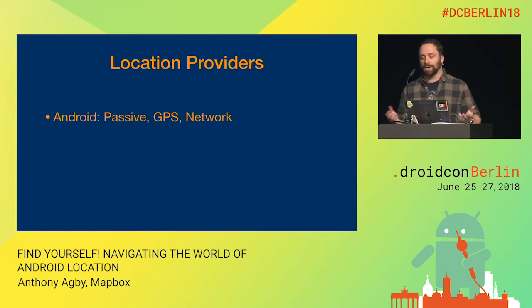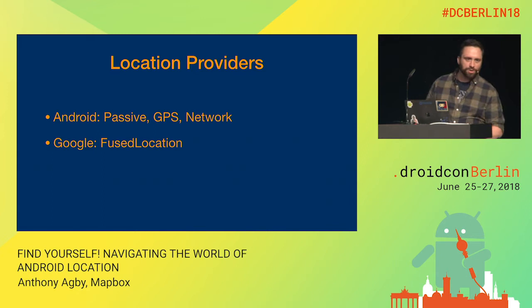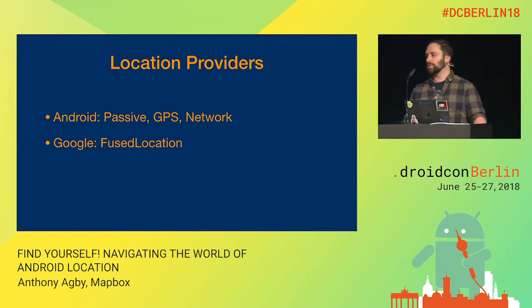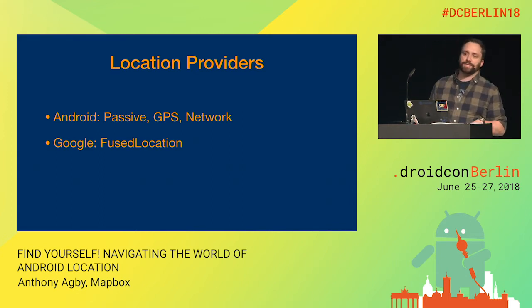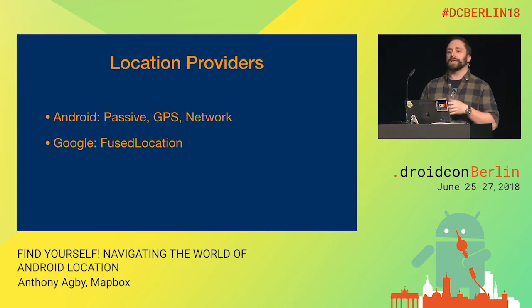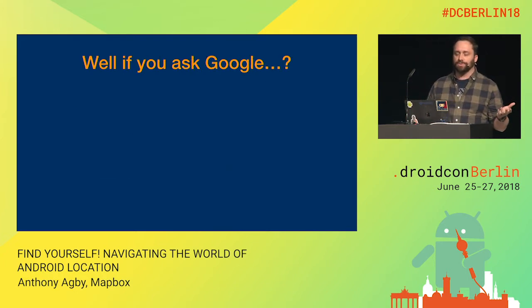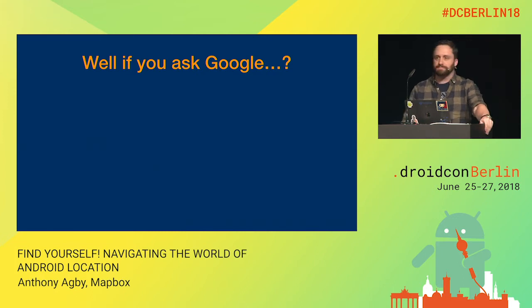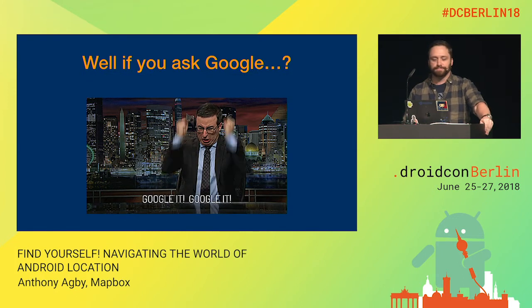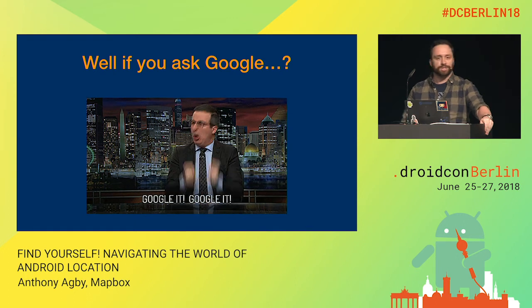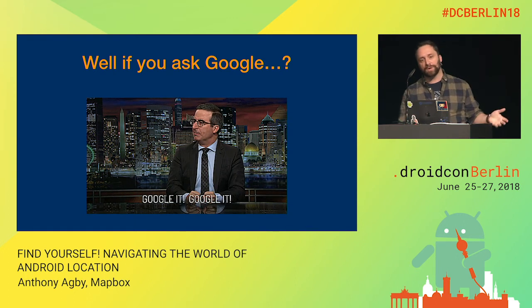to determine your location. Google also has its own provider called the Fused Location Provider. What this does is it's a combination of the GPS and the network provider and an extra special sauce that Google has to try and determine your location and manage those systems together. So, what should you do? Well, Google has a solution for you. They want you to just Google it. Just use the Fused Location Provider.